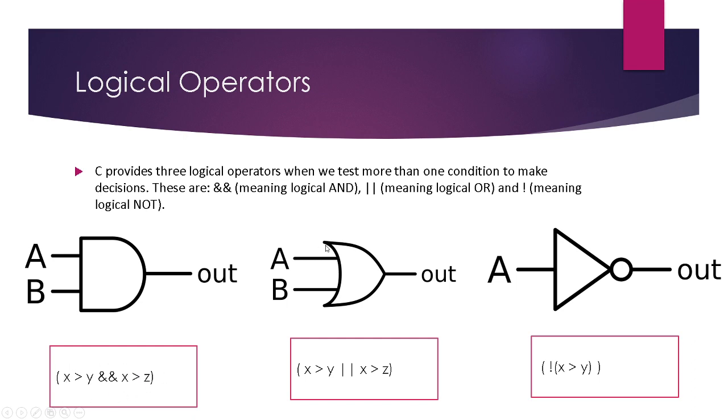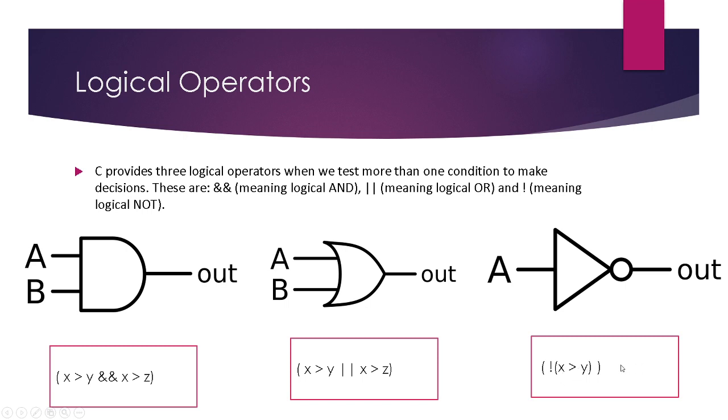Similarly, what does the OR gate do? If any of them is 1, the output will become 1. But if both of them are 0, the output will become 0. Similarly, if any of my conditions is true, my output will be true. Otherwise, if both the conditions are false, then my output will be false. Now the NOT gate. If my condition is true, my output will become false. If I send 1, it will become 0, right? Similarly, if my condition is true, this NOT will make it false. If my condition is false, this NOT will make it true.